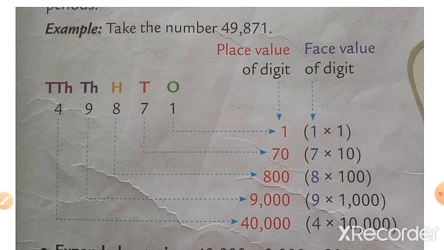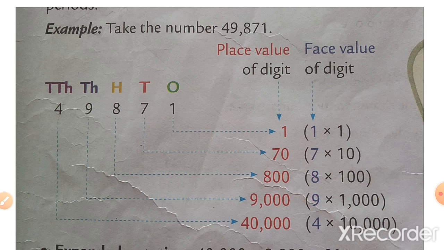The place of 8 is 100. You will denote it as H. The place of 9 is 1000. You will denote it as TH. The place of 4 is 10,000. You will denote it as TTH. Here we have two periods, that is ones period and the thousands period. You have to insert a comma between these periods. So look at the number 49,871. We have a comma between these two periods.